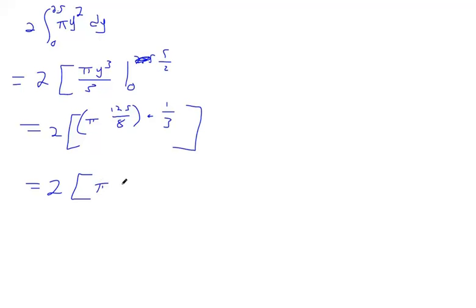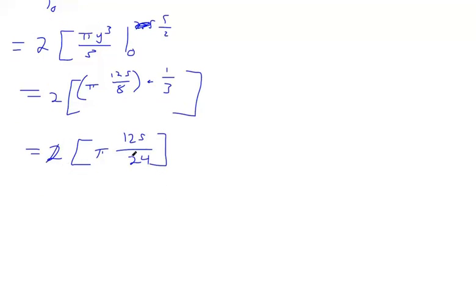So we got pi, and then 8, 16, 24 for 125. Multiply that by 1/2, so that gives us 12 on the bottom. So I got 125 pi over 12.